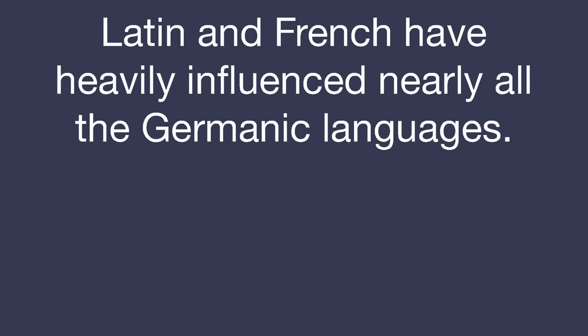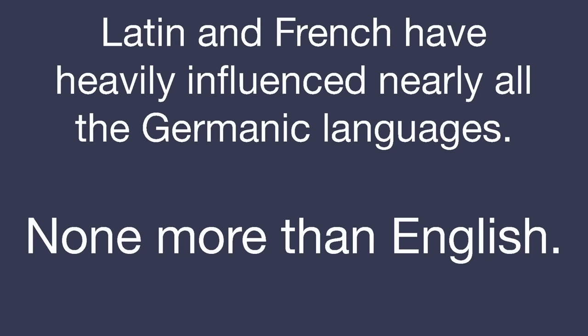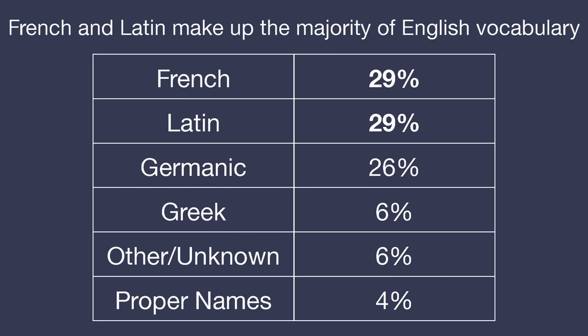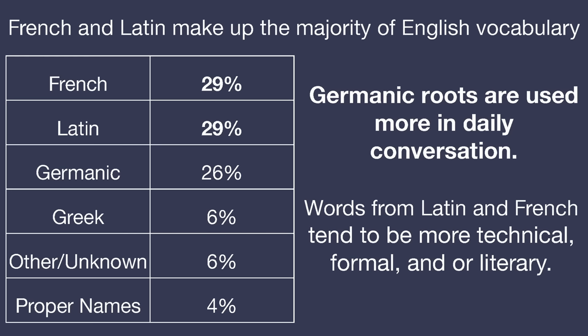While French and Latin have had influence on the lexicon of pretty much all Germanic languages, nowhere is this influence felt more than in English, to the point where words of French and Latin origin individually outnumber those of Germanic origin. Although the native Germanic words are used more in daily conversation, with the French and especially Latin vocabulary typically being more formal, technical, and literary.